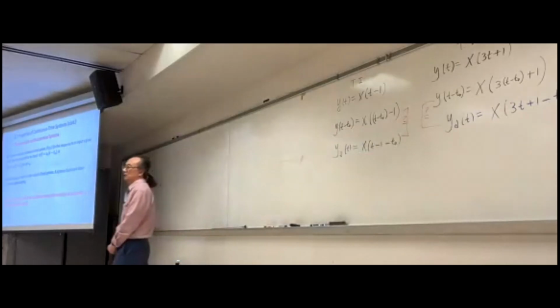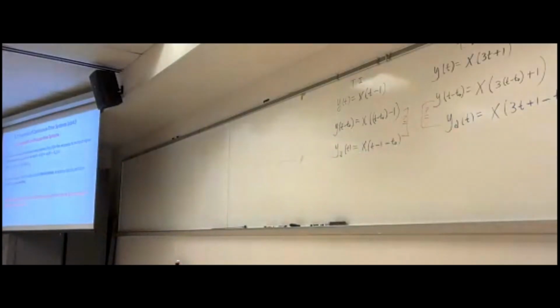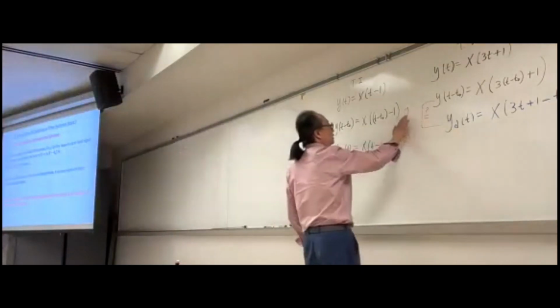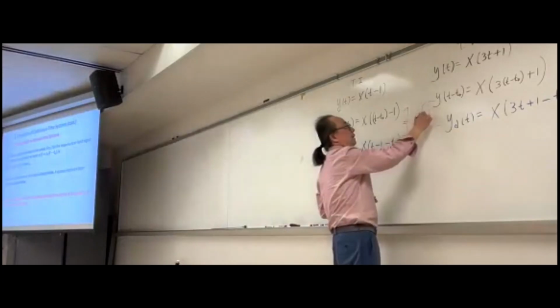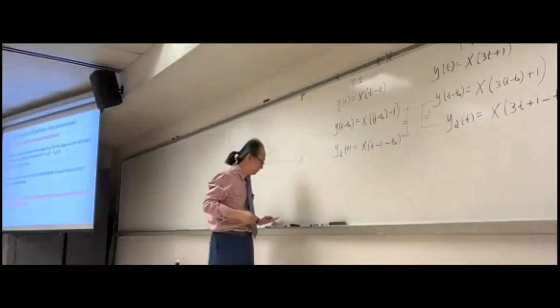Now you see one is equal, the other one is not because of the 3 in front of t. If they are equal, this is time invariant. They are not the same, so that's the time variant.